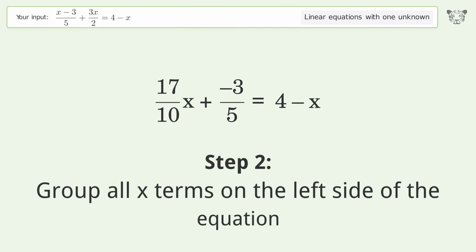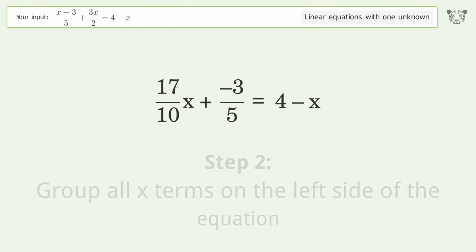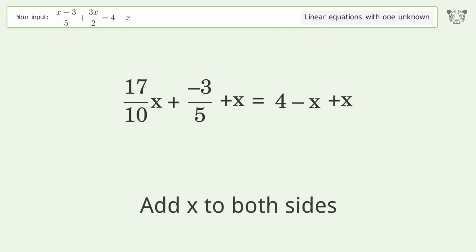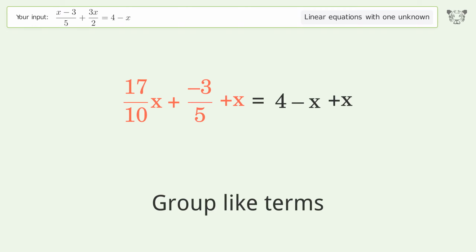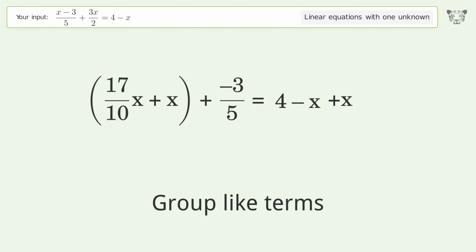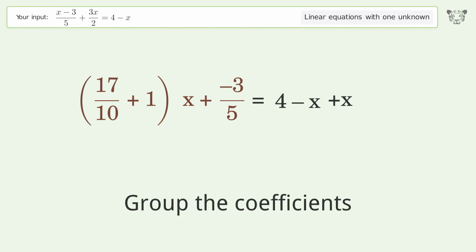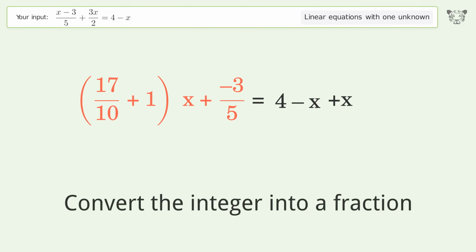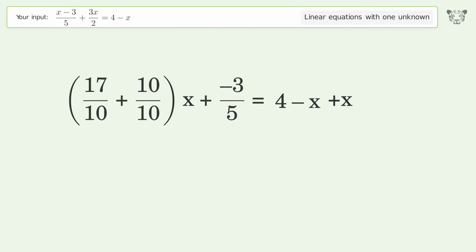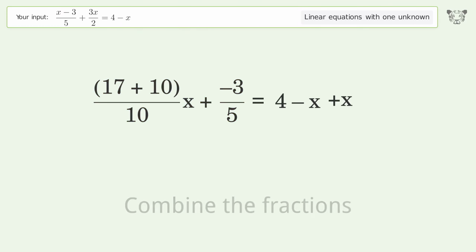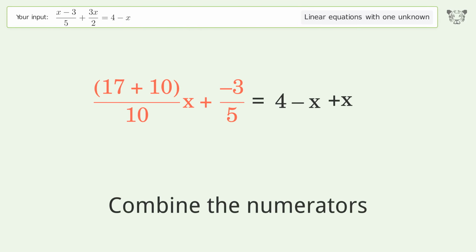Group all x terms on the left side of the equation. Add x to both sides. Group like terms. Group the coefficients. Convert the integer into a fraction. Combine the fractions. Combine the numerators.